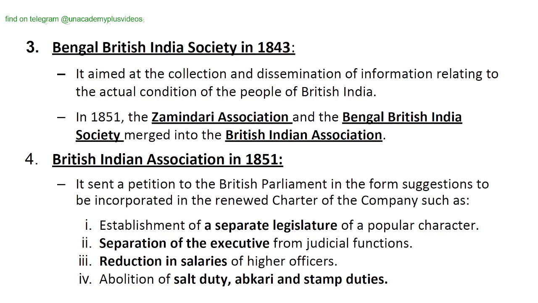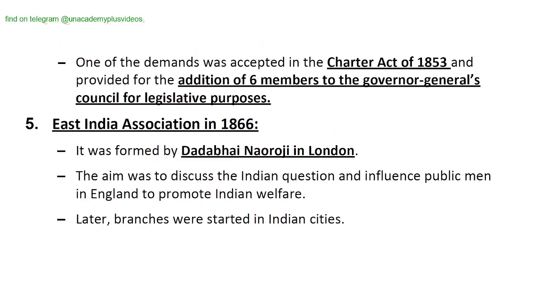It sent a petition to the British Parliament in the form of suggestions to be incorporated in the renewed charter of the company, such as establishment of a separate legislature of a popular character, separation of the executive from judicial functions, reduction in salaries of higher officers, abolition of salt duty, abkari and stamp duties. One of the demands was accepted in the Charter Act of 1853, which provided for the addition of 6 members to the Governor General's Council for legislative purposes.